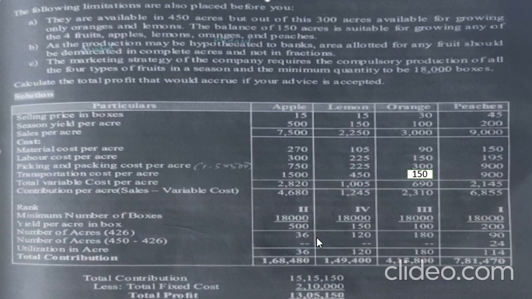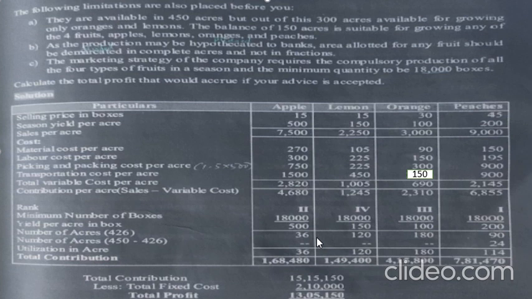So based on the ranking, as it is already told in the question, only 450 acres are available in the resort. Out of the 450, 300 acres will be used for oranges and lemons. So 300 acres will totally be used for orange and lemons. The remaining 150 will be used for cultivating other fruits. Now if we look into the total, which is 36 for apple, 120 for lemon, 180 for orange, and 90 for peaches, if we total up, you will get 426. What is the total acres you have? 450 acres. So out of that, 426 acres are enough to produce 18,000 boxes of each fruit.